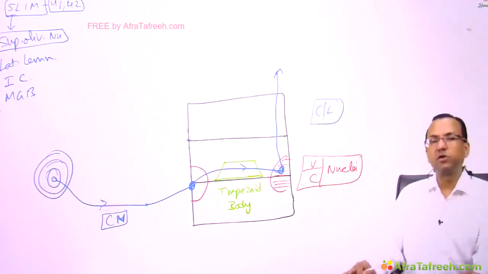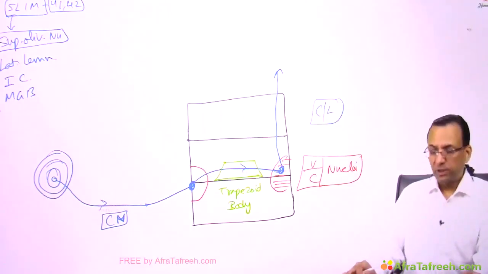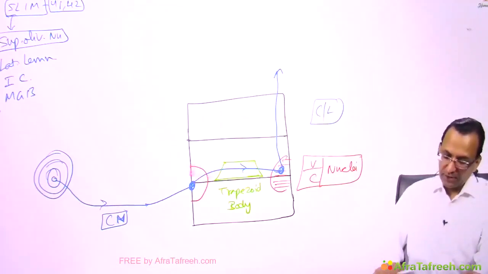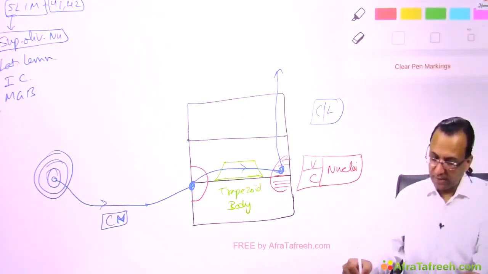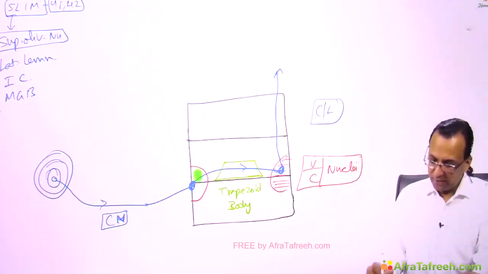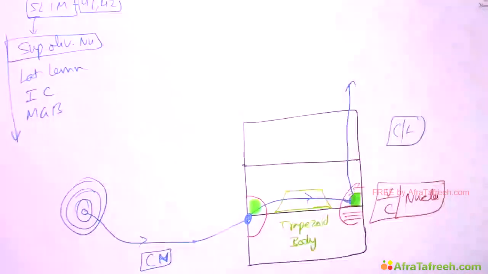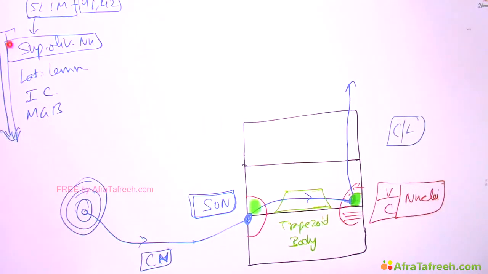But then there is a nucleus also in between. Which nucleus? It is called the superior olivary nucleus. So there will be some superior olivary nucleus in the lower pons. Yes, SLIM, you know. So you're talking about SLIM, the superior olivary nucleus in the lower pons. That is where the nerve fibers would have come, from the vestibulocochlear nuclei.